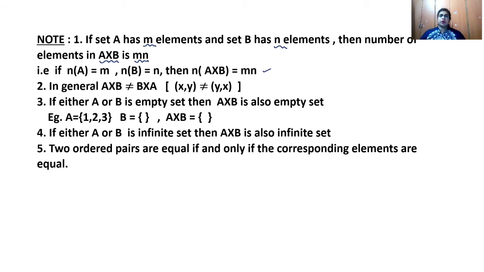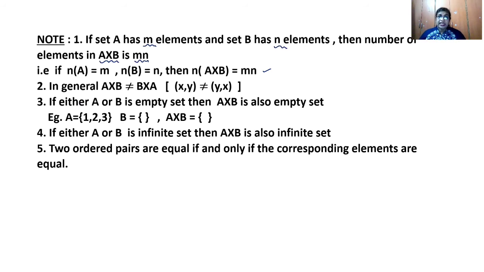Next, go to the second point. In general, A cross B, don't always think it is equal. In general, A cross B is not equal to B cross A. Why are we telling that? Because if you see ordered pair 1, 2, is that equal to 2, 1? Not possible. So in some cases they might be equal, but in general, they are not equal.